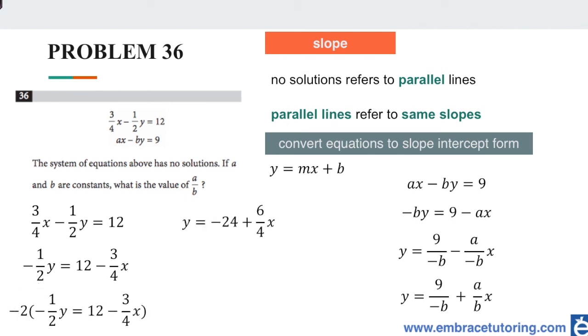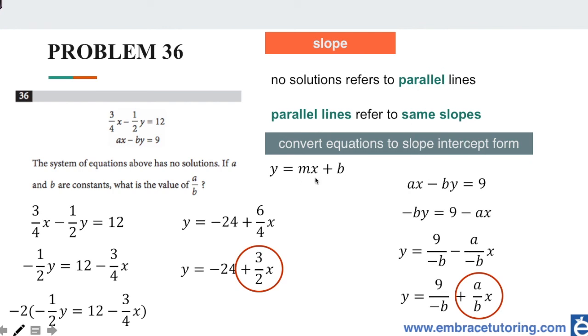Now this is going to end up giving me y equals negative 24 plus 6/4 x, and this will simplify to become y equals negative 24 plus 3/2 x. And what you want to recall is that these slopes are going to be equivalent to each other because of the fact that this system of equations has no solutions, which means the lines are parallel. So their slopes will be the same.